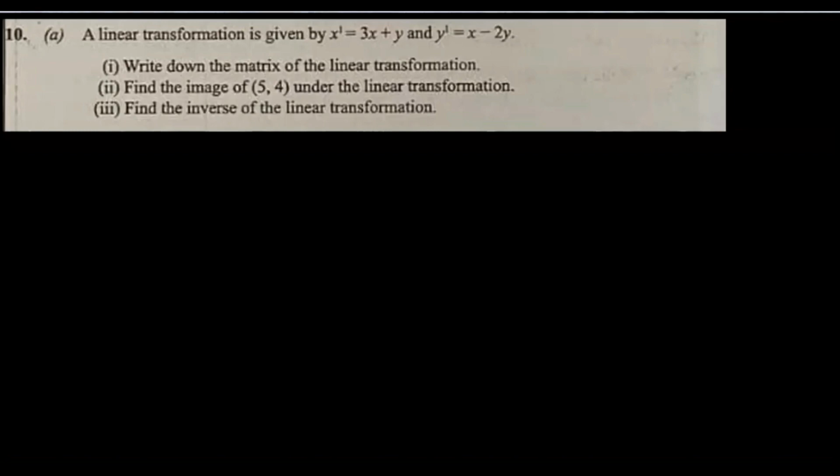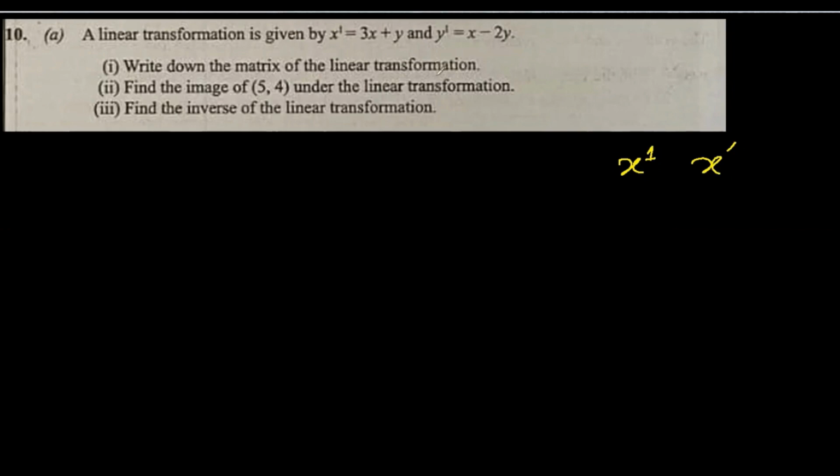A linear transformation is given, which is x. It looks like x to the power 1, but it is not x to the power 1. It is x with a dash on top, which is called prime. X prime is 3x plus y, and y prime is x minus 2y. Write down the matrix for the linear transformation.